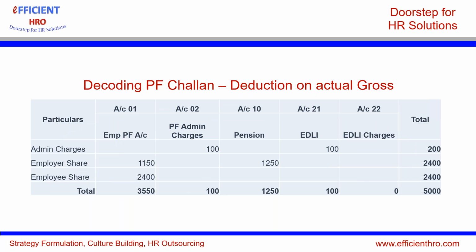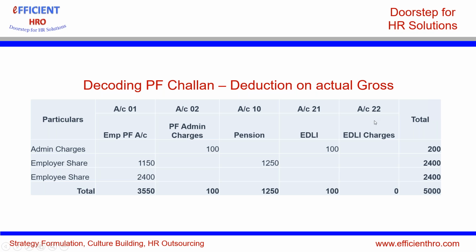So I had shared with you one example of 20,000, where we are deducting PF on 20,000 rupees. The government has given account numbers for each and every account. Employees' EPF account, the employees' PF account, is termed as account 1. PF admin charges are termed as account number 2. Employee pension is termed as account number 10. EDLI is termed as account 21, and EDLI charges are termed as account 22.